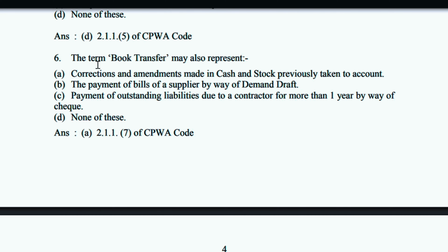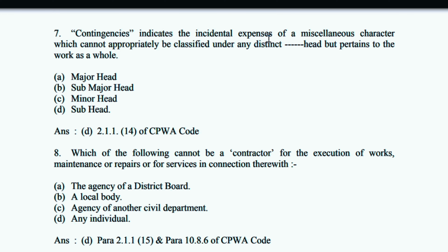Serial number 6. The term book transfer may also represent correction and amendments made in the cash and stock previously taken to account. Yes, this is the correct answer. Contingencies indicates the incidental expenses of a miscellaneous character which cannot appropriately be classified under any distinct head but pertains to the work as a whole.